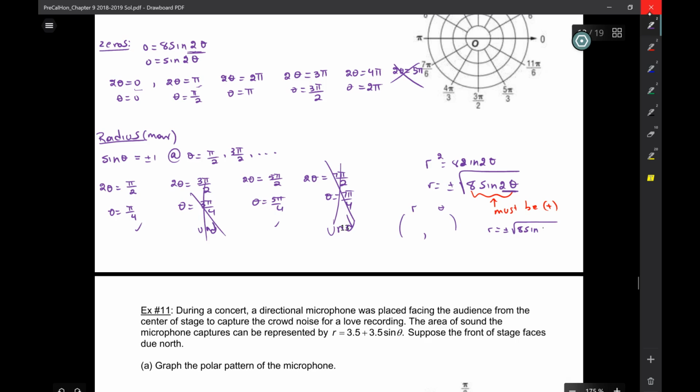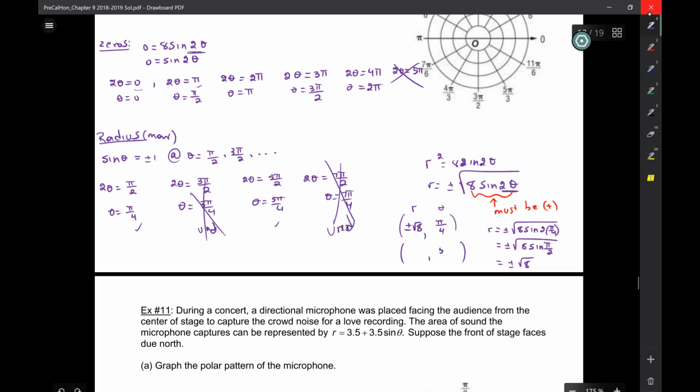8 sine 2 times pi over 4, plus or minus 8 sine pi over 2. What's sine of pi over 2? 1. So this is plus or minus root 8, right? So when theta is pi over 4, my r value is plus or minus root 8.